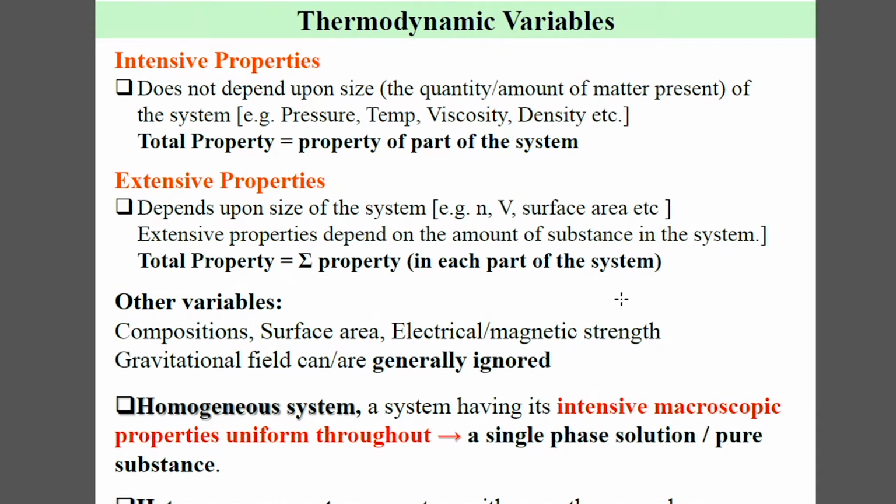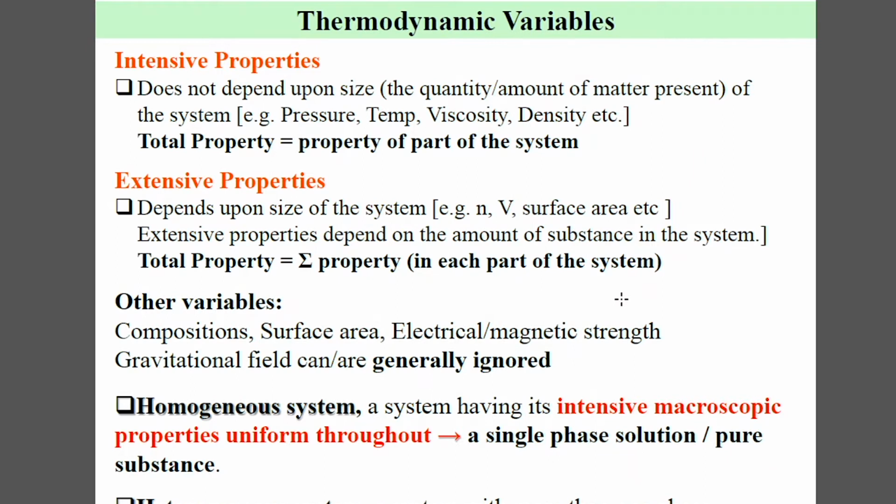Other variables can be there: surface area, electrical and magnetic strength. These are all parameters which exist, but we are not going to take them up in our discussion right now, though the electric field will be something we discuss when we are talking about electrochemistry. So the system can be homogeneous, or it can be heterogeneous.